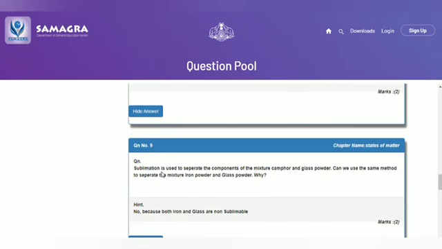Ninth question. Sublimation is used to separate the components of the mixture, camphor and glass powder. Can we use the same method to separate the mixture, iron powder and glass powder? Why?